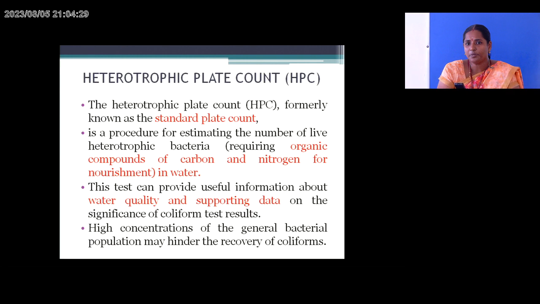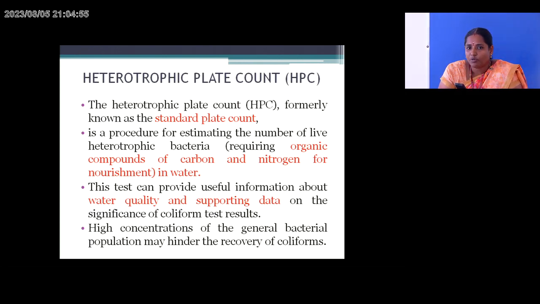The heterotrophic plate count method, otherwise called HPC, is also known as the standard plate count method. It requires organic components of carbon and nitrogen for nourishment in water. The heterotrophic bacteria only utilize carbon sources and nitrogen sources. So this type of test is used to detect coliform bacteria.